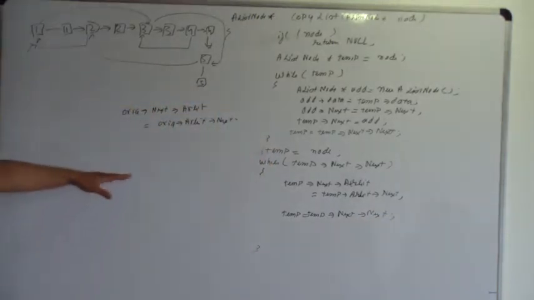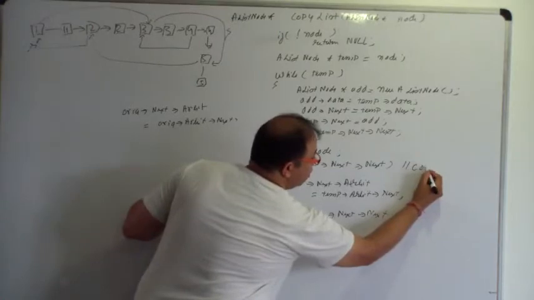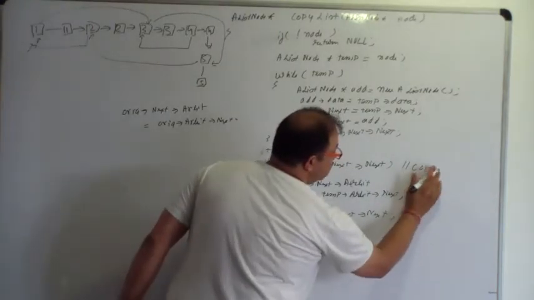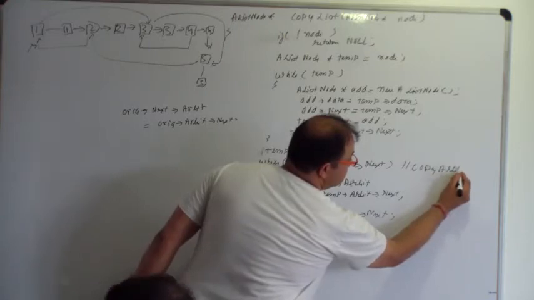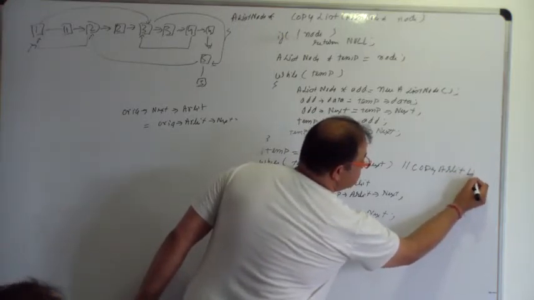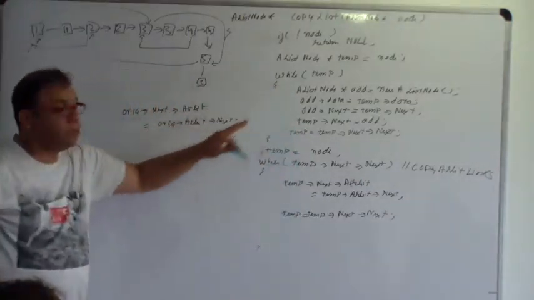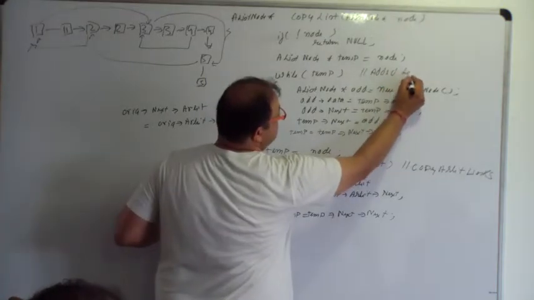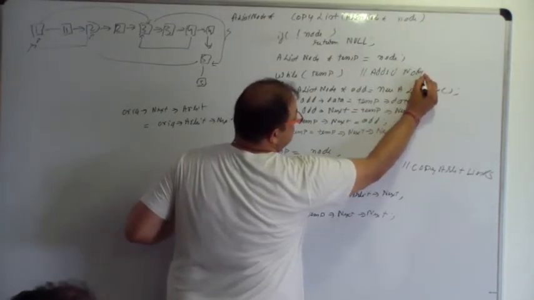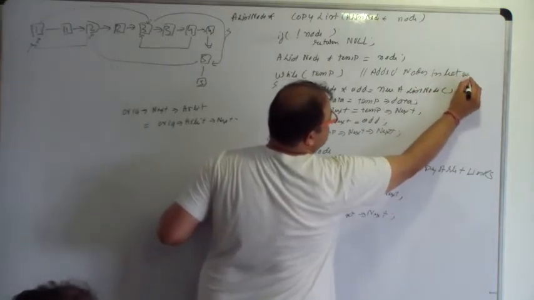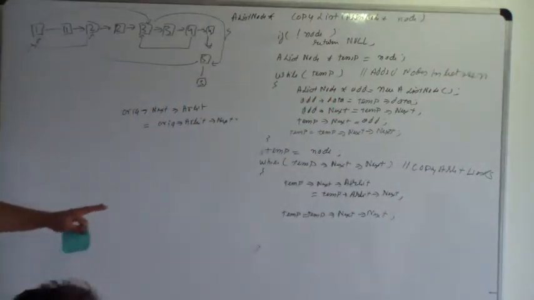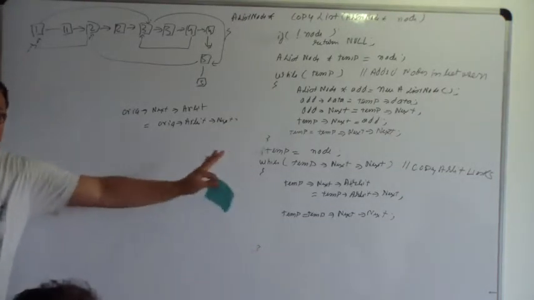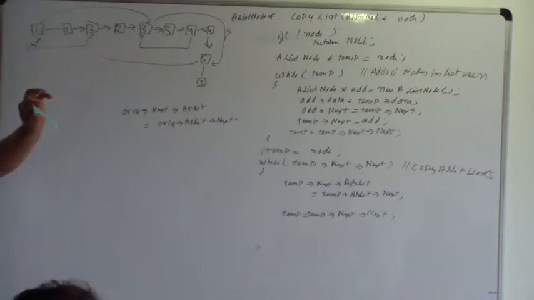Yeah? So this loop will copy arbitrary links. So the first one copied, added nodes in between. My handwriting is super horrible today, but anyways, I guess you get the idea. Now, can I remove that and do the last part? Yes. Okay.